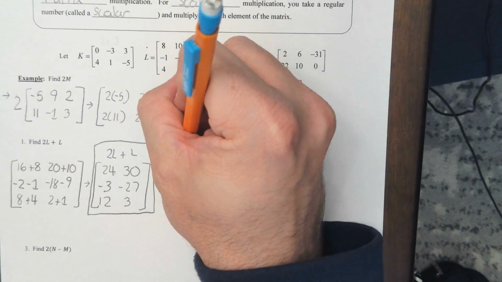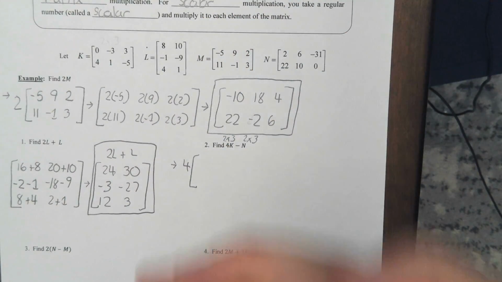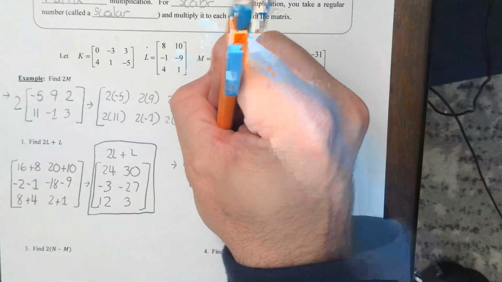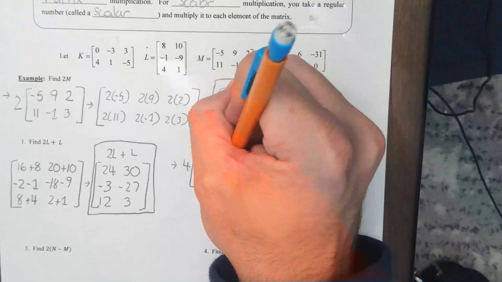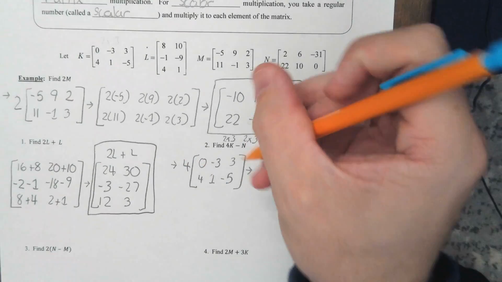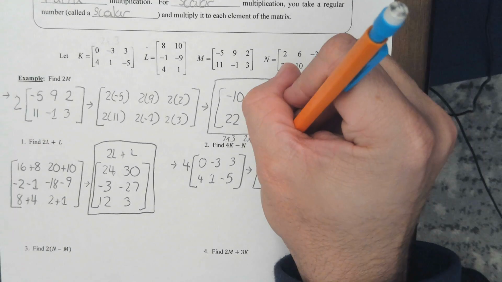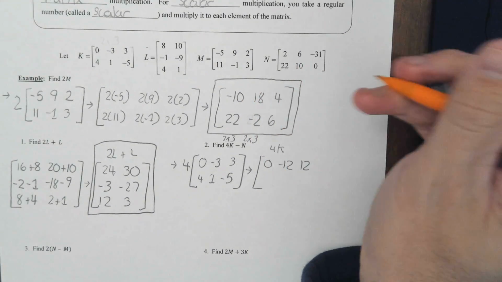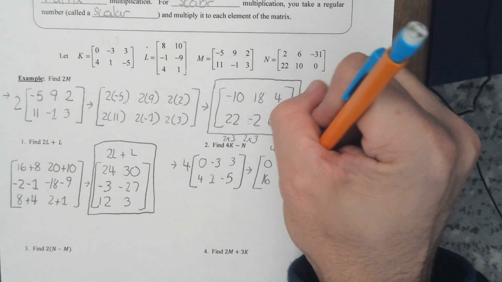So let's do this. Let's do 4 times K first. Go ahead and multiply these all by 4. So this is 4K. That's going to give you 0, negative 12, 12, 16, 4, negative 20.